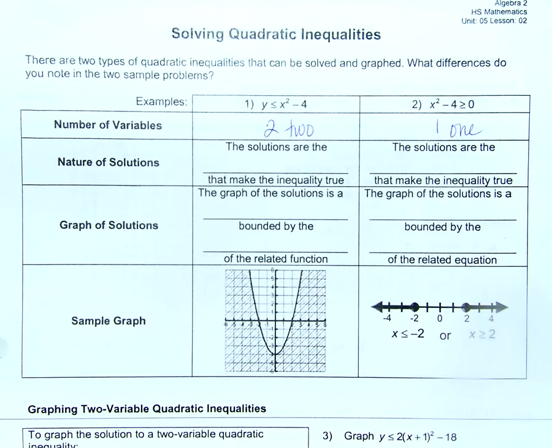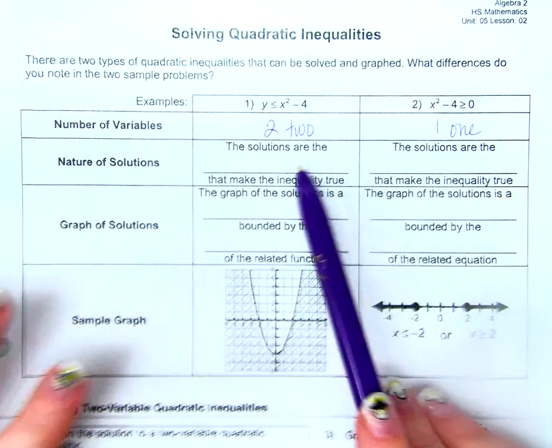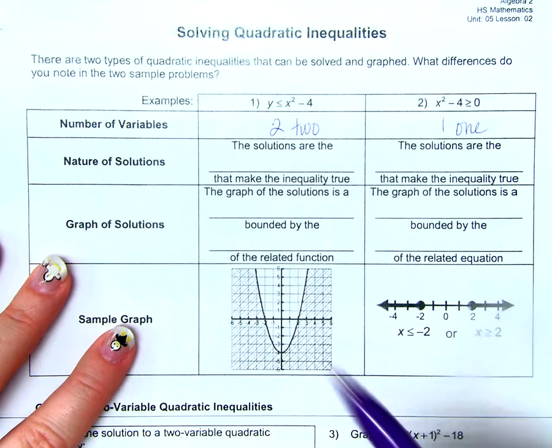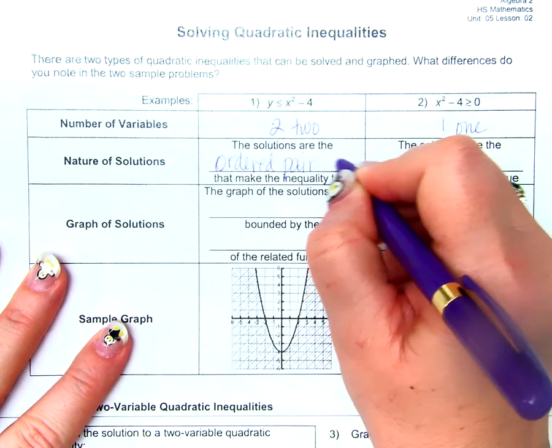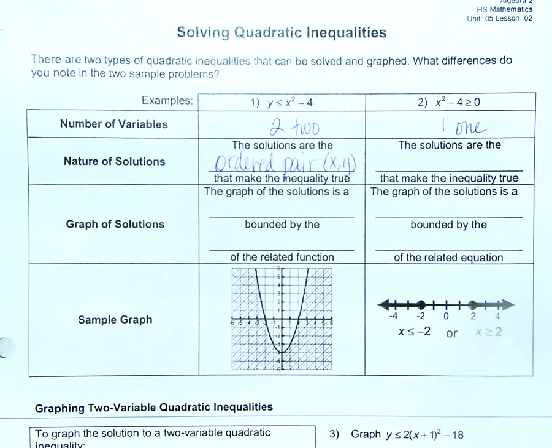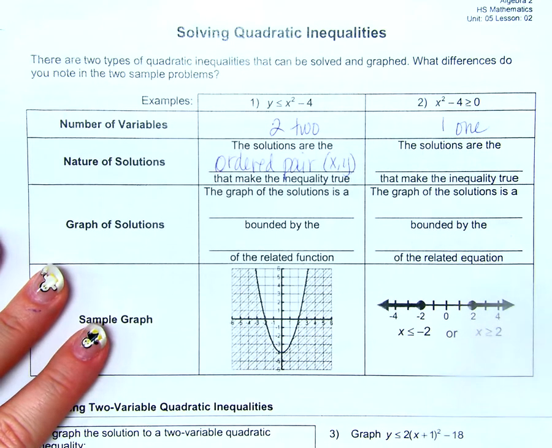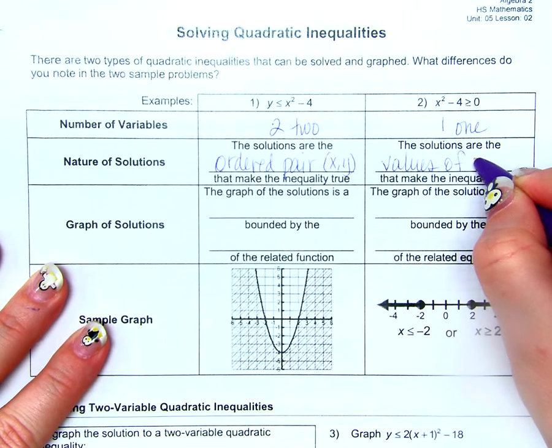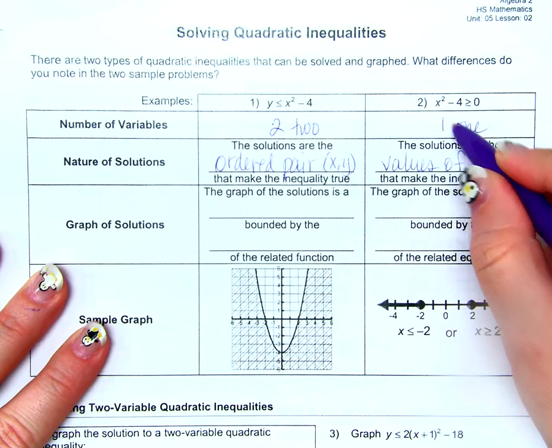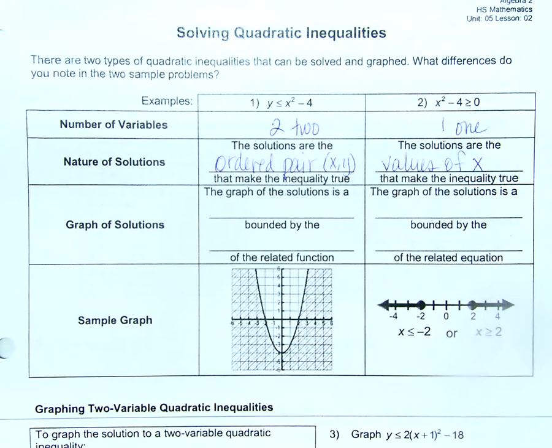Okay? Nature of solutions. If we have two variables, then the solutions are going to be the ordered pair, which looks like x comma y, that make the inequality true. Any questions about that? We have two variables. Our solution needs to have two variables. If we have one variable, the solutions are the values of what? What are we solving for? X. So they're the values of x that make the inequality true.